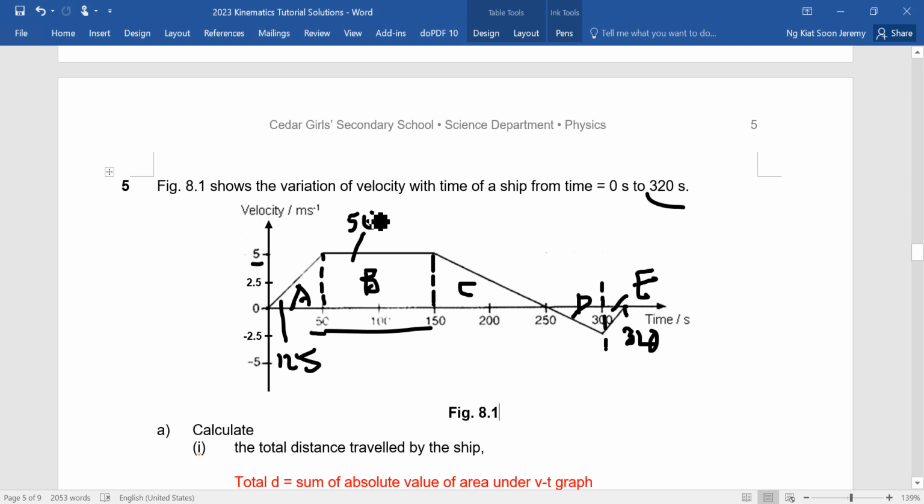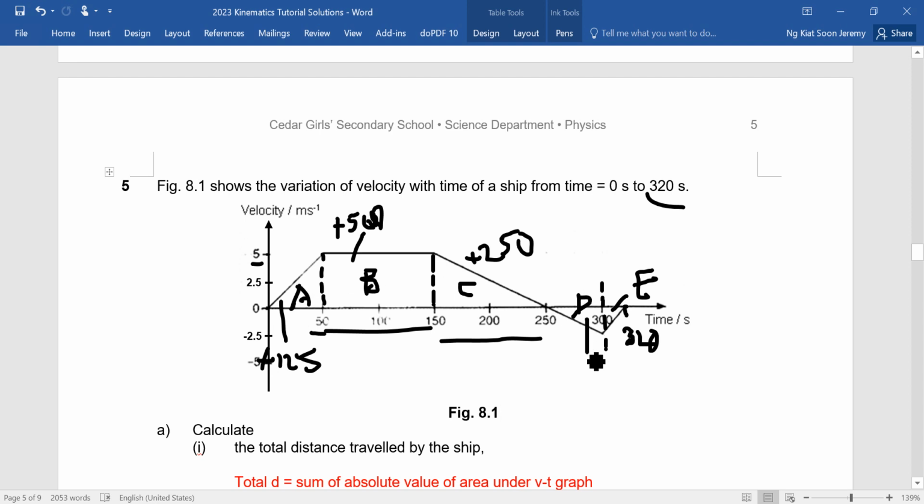This area over here is a triangle again, so it's half times 5 times 100, which gives me 250. So far, the answer for the area has been positive, because it's half times a positive 5 and a positive 50, and here a positive 100 multiplied by a positive 5, and so on. Everything is positive, so not surprisingly, my area under the graph for A, B and C is positive.